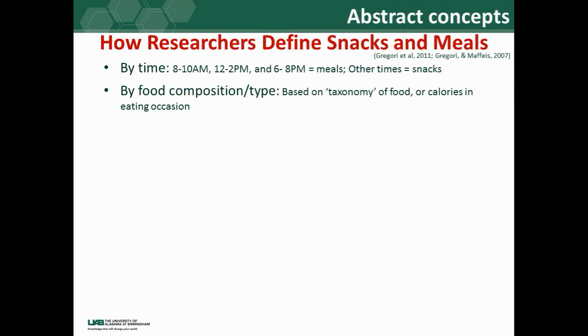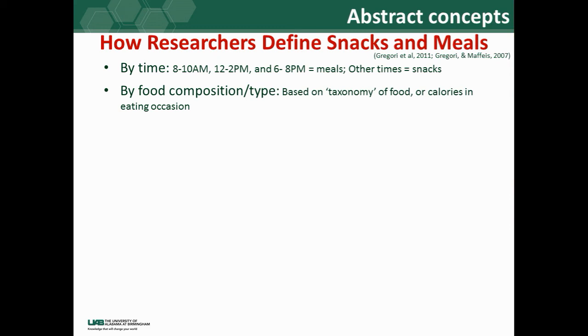So if we move on to even more abstract concepts, we were trying to evaluate what evidence has been looked at in terms of snacking and meal frequency on obesity. And we found that it's very difficult to find out what people even mean by a snack or a meal sometimes. And so researchers had defined snacks and meals in different ways, and here's two examples where it's defined specifically by time. So if you eat between 8 and 10 a.m., that's breakfast. 12 and 2, that's lunch. And 6 to 8, that's dinner.